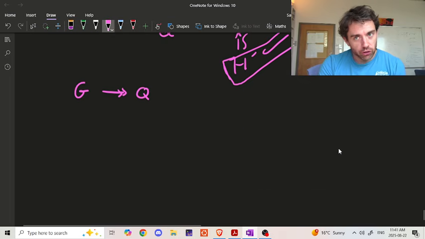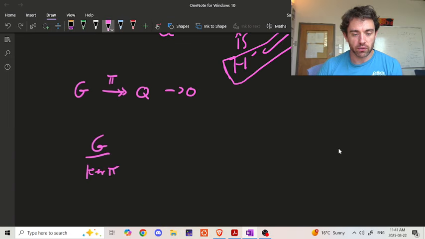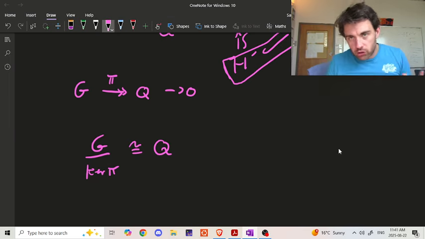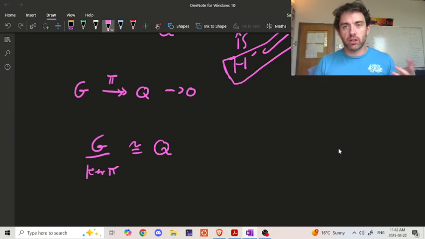So what does the first isomorphism theorem tell us? Well, it says that if we have a surjective map, then the group G quotiented out by the kernel of this surjective map is isomorphic to Q. And in fact, it gives us more information. It tells us specifically how we can define a particular isomorphism built in terms of pi.